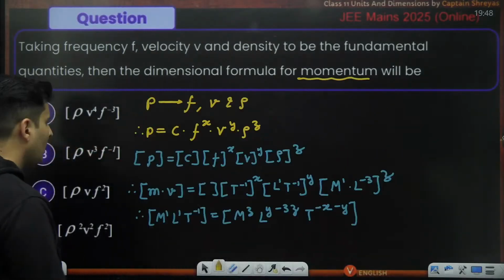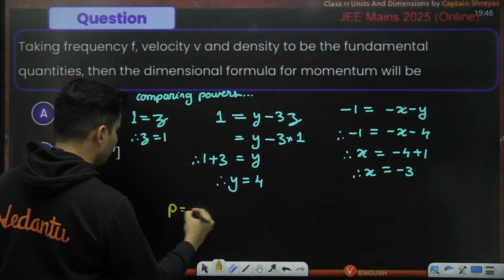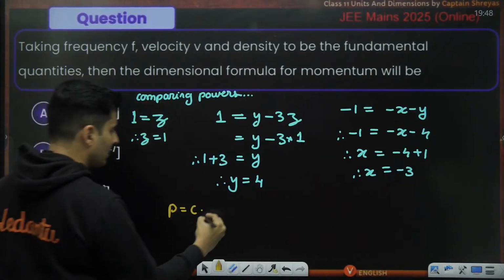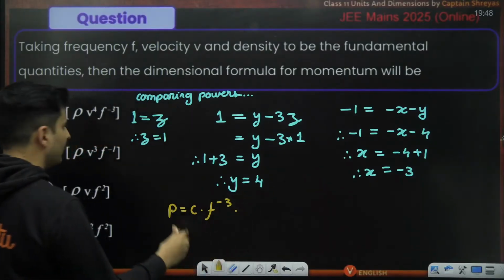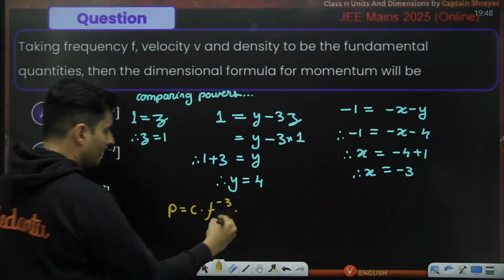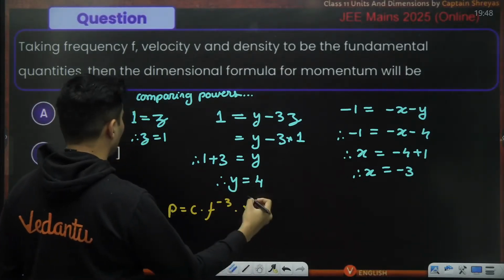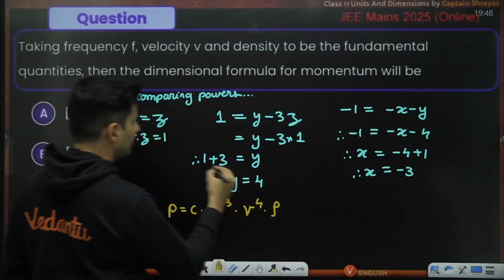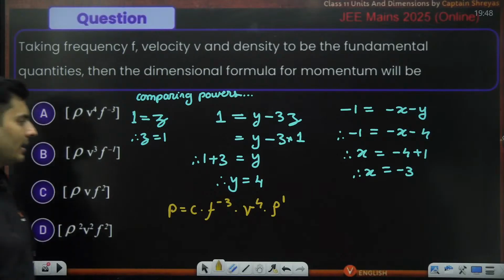Coming back, momentum will be some constant into frequency raised to x. X is basically minus 3. Then next, velocity raised to y. Y means 4. And finally, density raised to z. Z is nothing but 1. So that clearly tells me it is option number A.